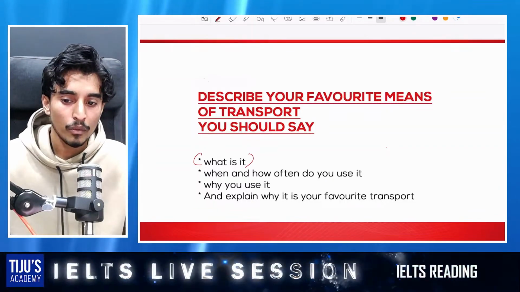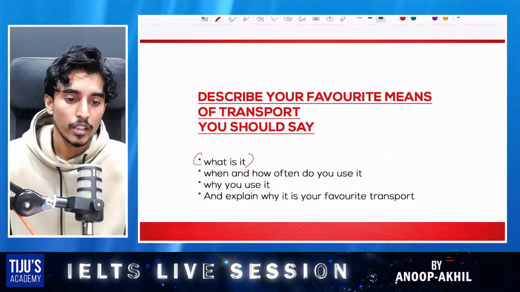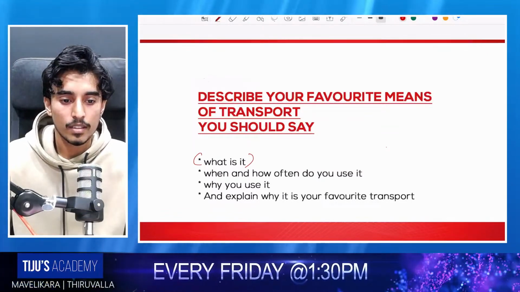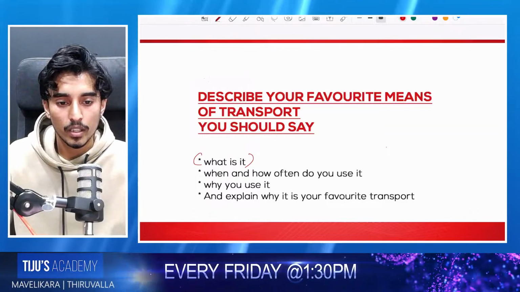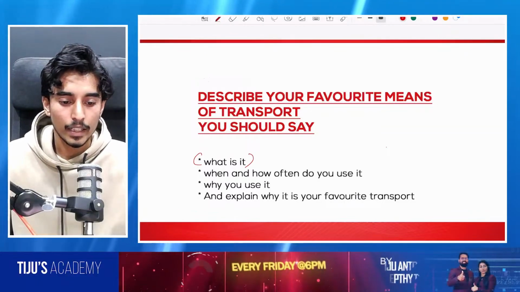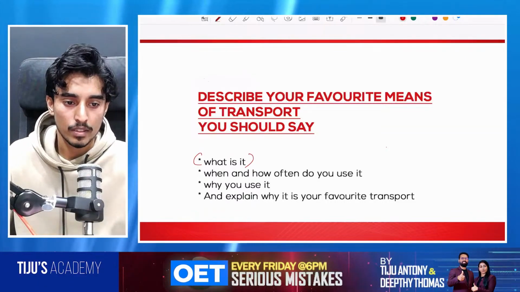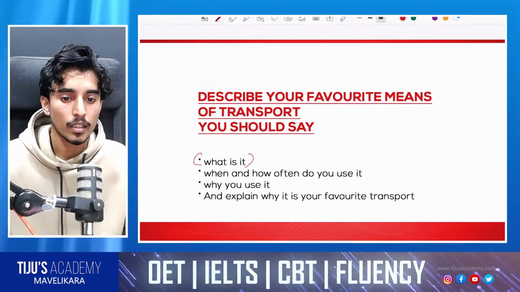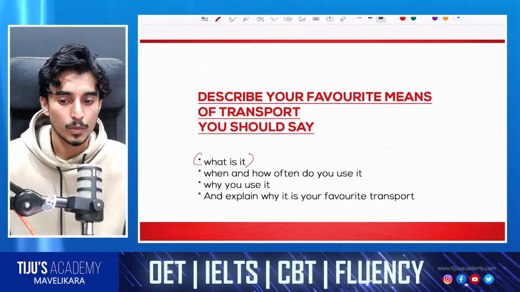Okay, Veena is asking that in this question, shall I give any introduction? Giving an introduction for a part 2 question is a very good thing that you can do in order to increase your band score. Okay, basically an introduction is all about your preference. Basically you can start as your preference, or you can say a random introduction related to transport.